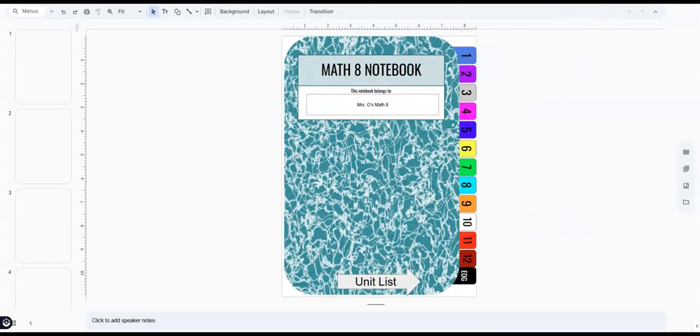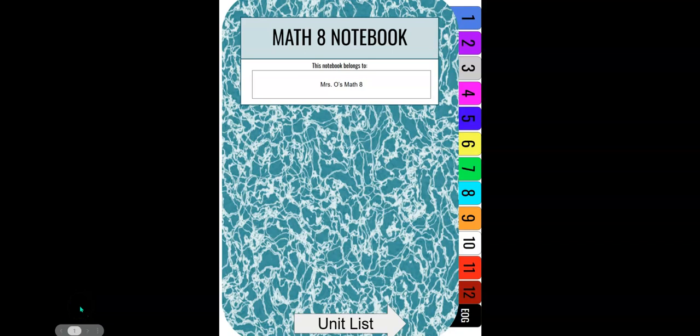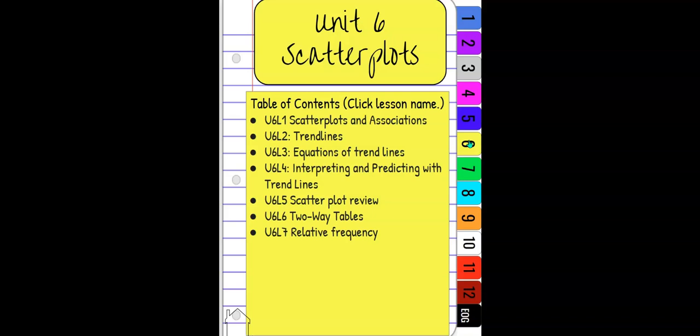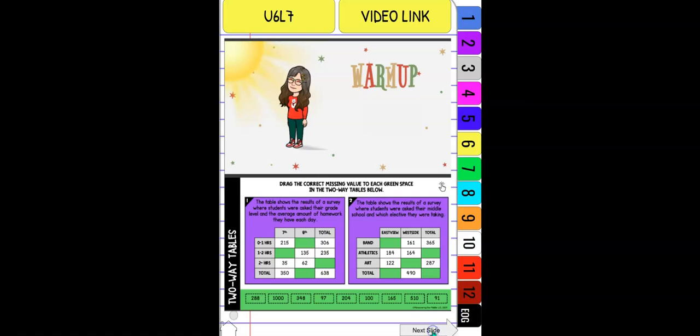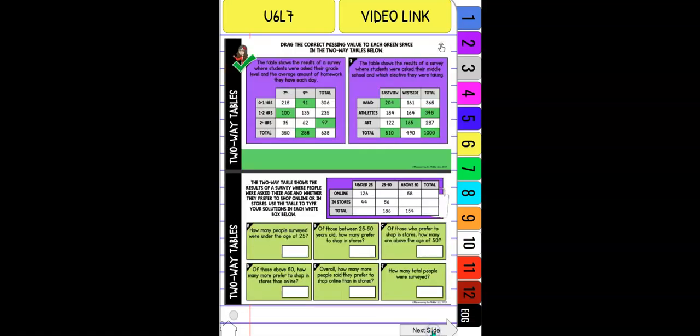If you go to my digital notebook, go to slideshow. It's easier to watch in slideshow mode. And on slide 4, I told you this is unit 6. So go to unit 6, that means go to tab 6. And let's see, we have relative frequency is lesson 7. And these are all the notes on relative frequency. You can go to the video and watch that, or you can just go through the slides and look at the definition for relative frequency.